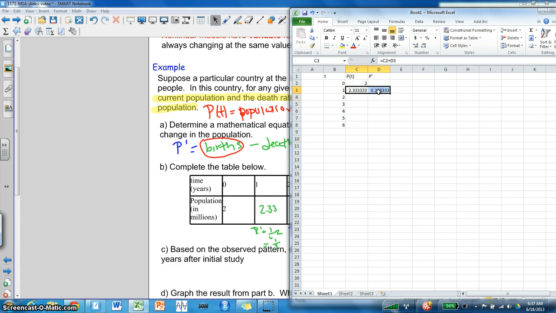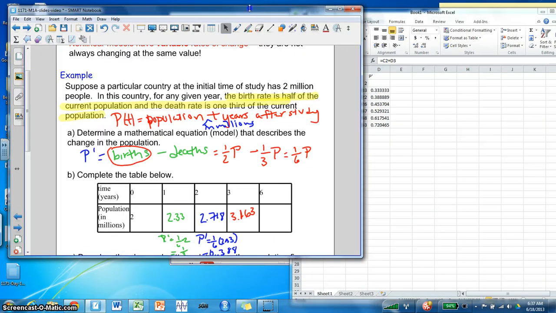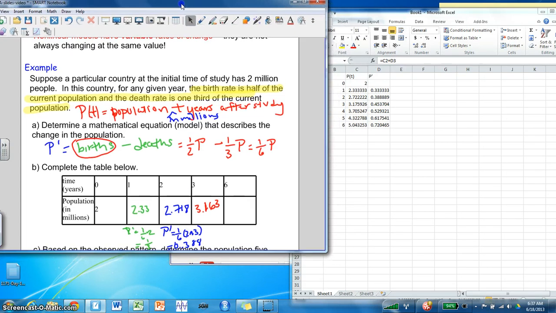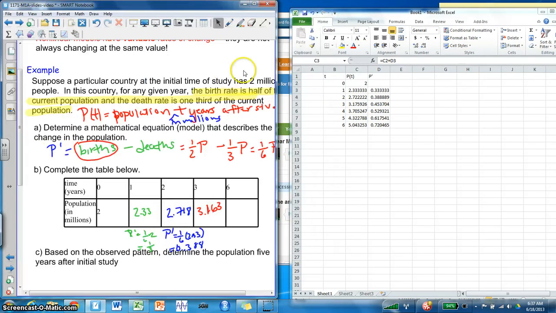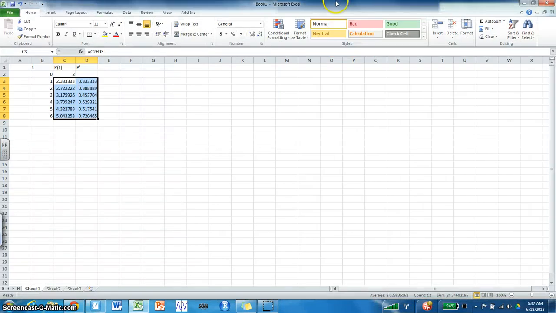Now to carry this formula down for us, I have to select both cells, and then in the lower corner there's a little black box. Hover over it until you get a black cross, drag it down, and you should get the same values that we got over here. And actually Excel might be a little more accurate than what we did on our calculators.